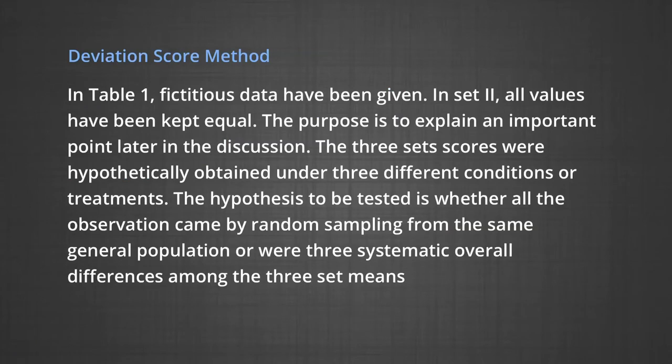Dear students, in table 1, fictitious data has been given. In set 2, all values have been kept equal. The purpose is to explain an important point later in the discussion. The three sets of scores were hypothetically obtained under three different conditions or treatments. The hypothesis to be tested is whether all the observations came by random sampling from the same general population, or whether there are systematic overall differences among the three sets of means.